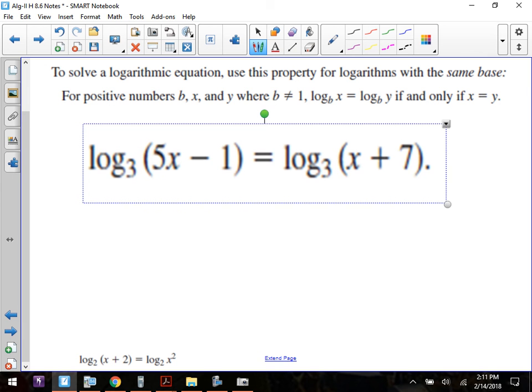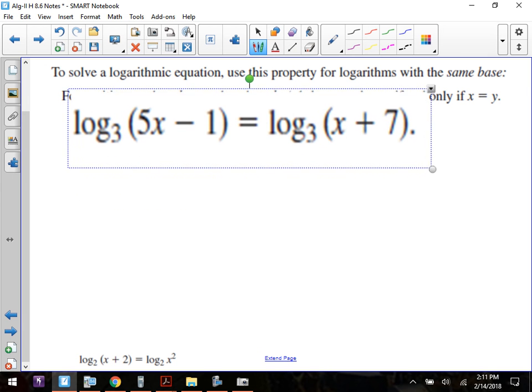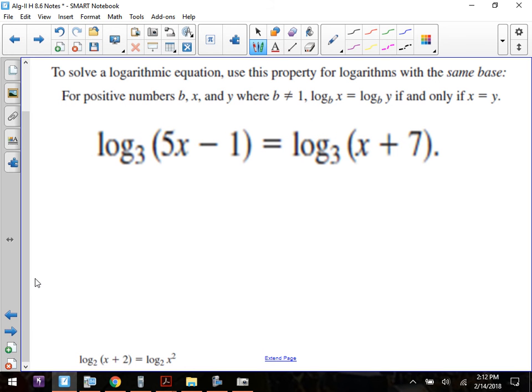Same idea. Sometimes you'll have log equal log. Exactly. And what happens here, if these logs happen to have the same base, they just cancel each other out.